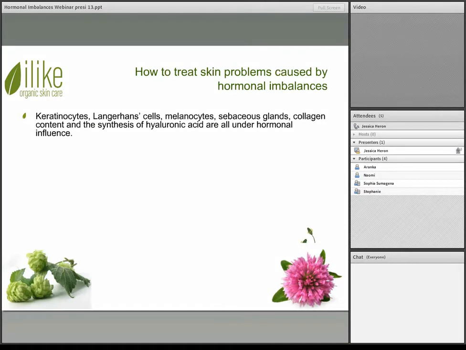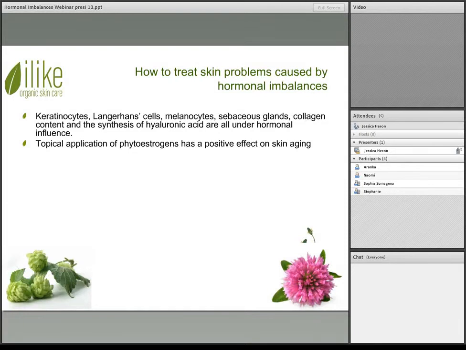So how do we treat skin problems caused by hormonal imbalances? Keratinocytes, Langerhans cells, melanocytes, sebaceous glands, collagen content, and the synthesis of hyaluronic acid are all under hormonal influence. Topical application of phytoestrogens has a very positive effect on skin aging. And a little bit of the estrogen does get in the bloodstream, especially because the skin acts as a sponge. So we're really absorbing everything that we put on top of our skin.